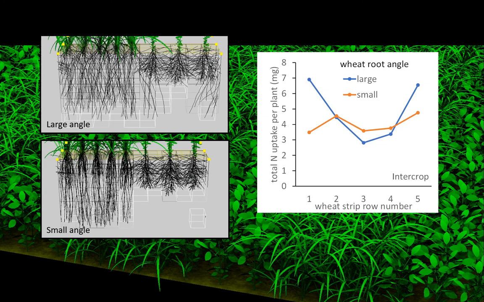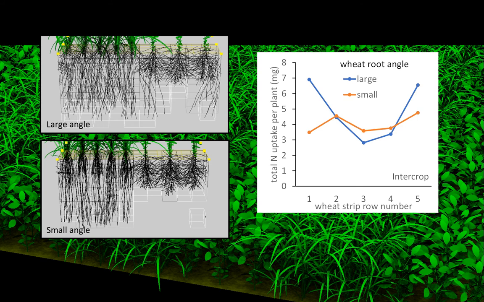And this is, of course, something that's expected if you look at these pictures. With a large angle, the wheat plants at the border, so row 1 and 5, stick their roots in the domain of the soybean. So they're actually taking away resources from soybean and using them for themselves. So this gives the overyielding in the wheat plants, but also results in underperformance of the soybean plants. And this is something that is less or not visible in the case of the small root angle of the wheat.